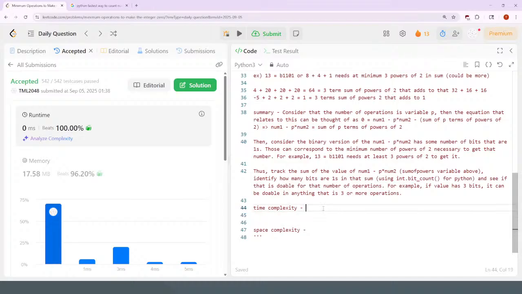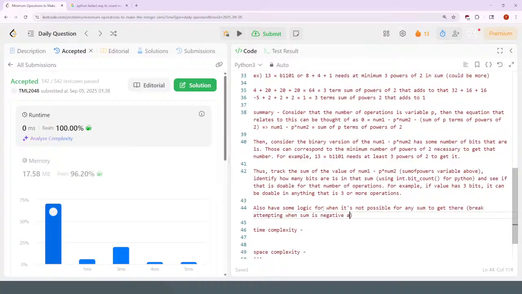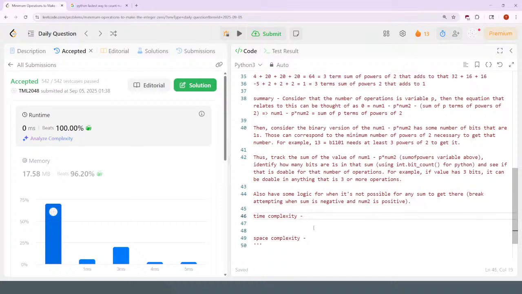Alright, anyways, time complexity. It also has some logic for when it's not possible for any sum to get there. So break the loop, break attempting when value is negative, when sum is negative and num2 is negative, or num2 is positive, since num2 decreases the sum each turn, each operation.